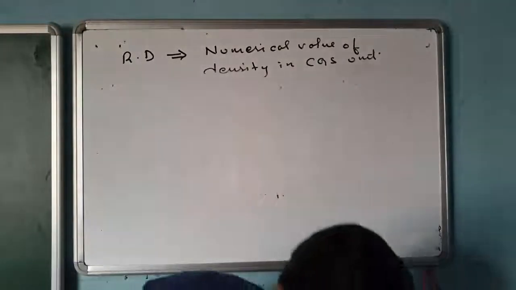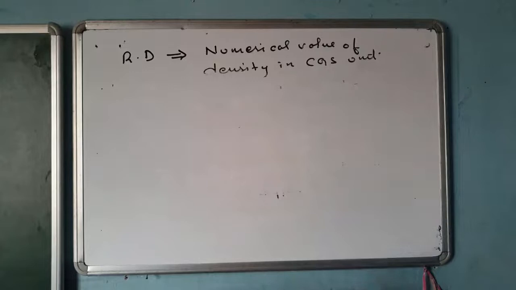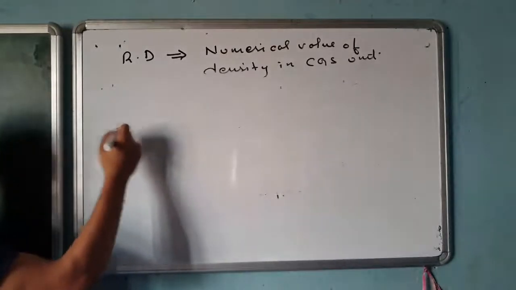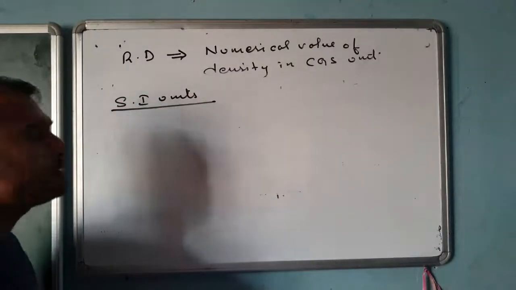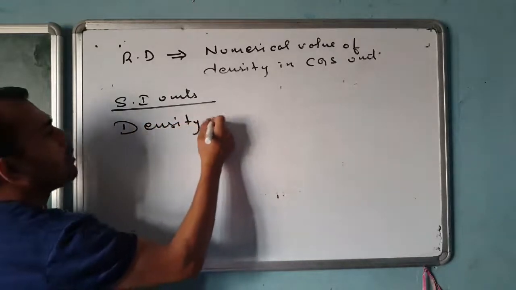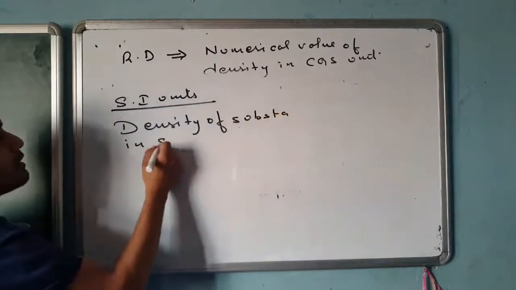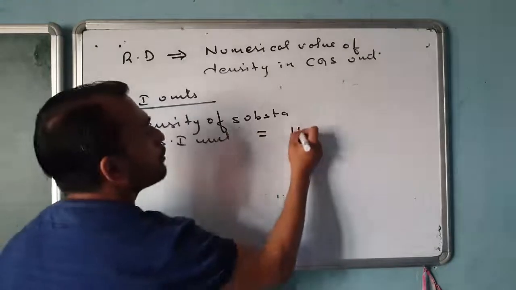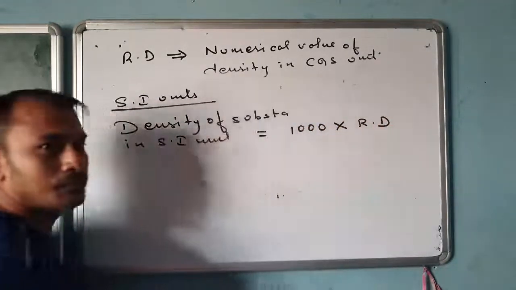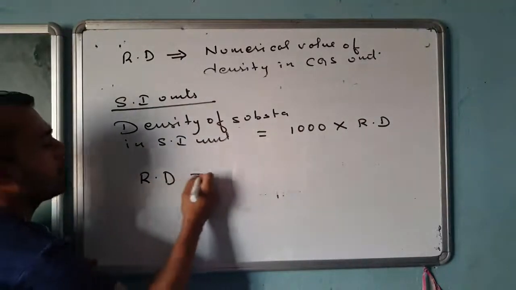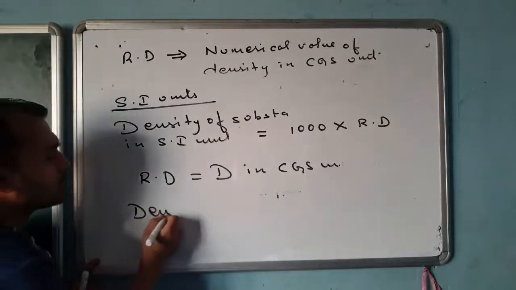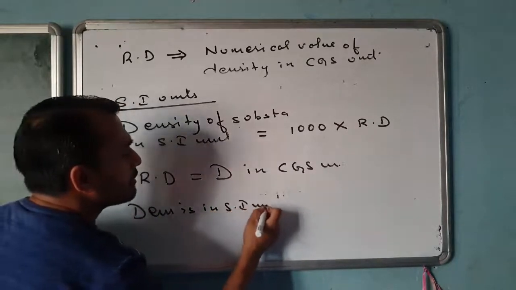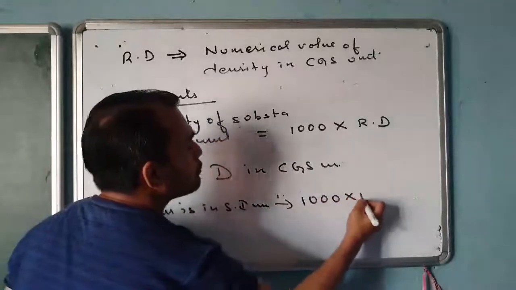Now, in other words, if we take the SI unit, what do we say? We take the SI unit, then in that case, the density of substance in SI unit will be equal to 1000 into relative density. Now see here, we know that the relative density will be equal to density in CGS unit. Am I right or not? But if the density is in SI unit, then the same expression will change into 1000 into relative density.